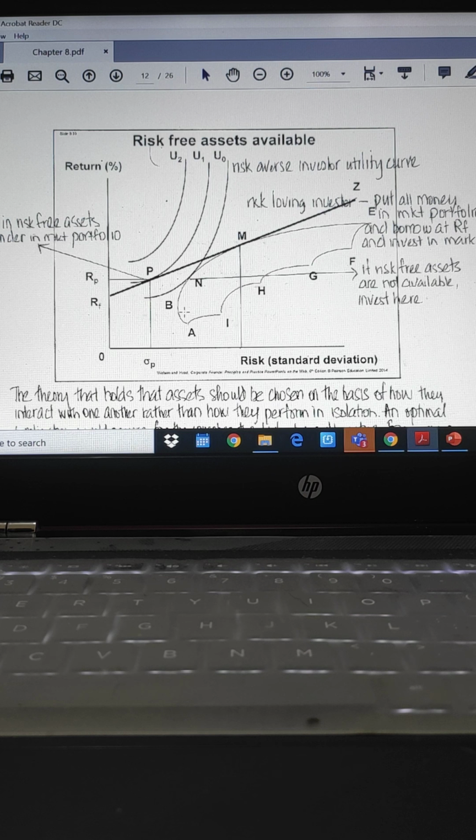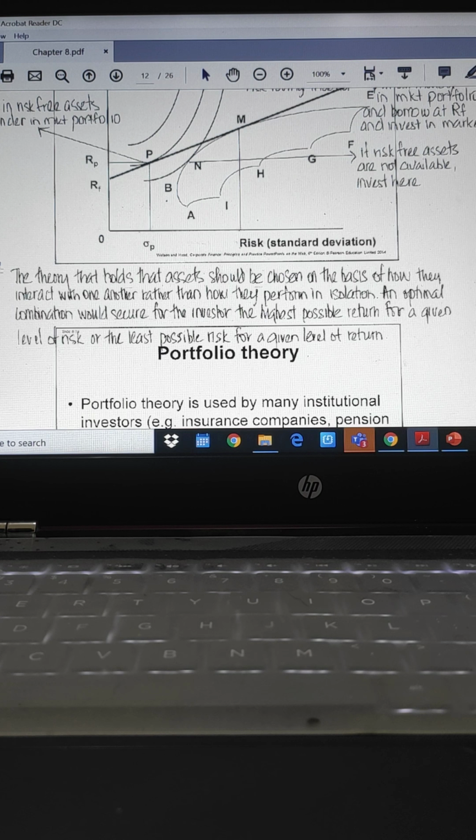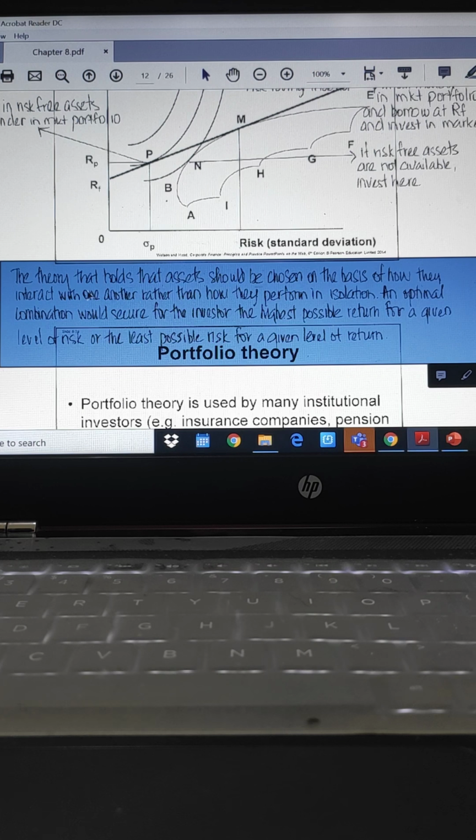This slide shows you when risk-free assets are available. You notice that investors now have a better option: whether to lie on the efficient frontier represented by BE or whether to lie on the capital market line. The theory holds that assets should be chosen on the basis of how they interact with one another rather than how they perform in isolation. This is again repeated.